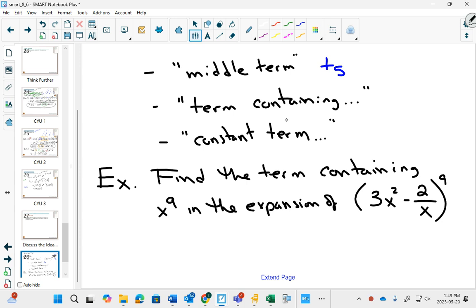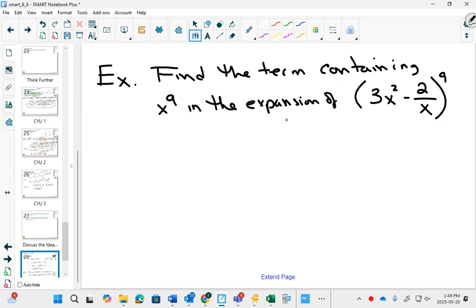The long method to solve this is to find all 10 terms, simplify all 10, and one of them will have an x to the 9 in it, circle it, and you will get the answer right. But you're shaking your head because, like I already mentioned, that's a long way to do this one. There's got to be a shortcut. There is. Okay? Now, the shortcut is to use your formula and to put down what you know. So in my formula, here's my formula again.